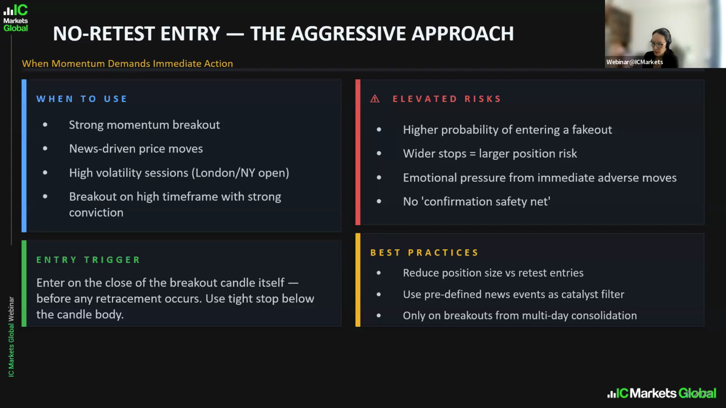NFP, non-farm payroll, FOMC or CPI. We know there is a lot of volume, so when it breaks out you just follow, buy or sell. Okay, high volatility sessions, London or New York open. Breakout on a higher time frame with strong conviction, like H1 and H4 and above. On the breakout, the next candle you open a buy or you open a sell.